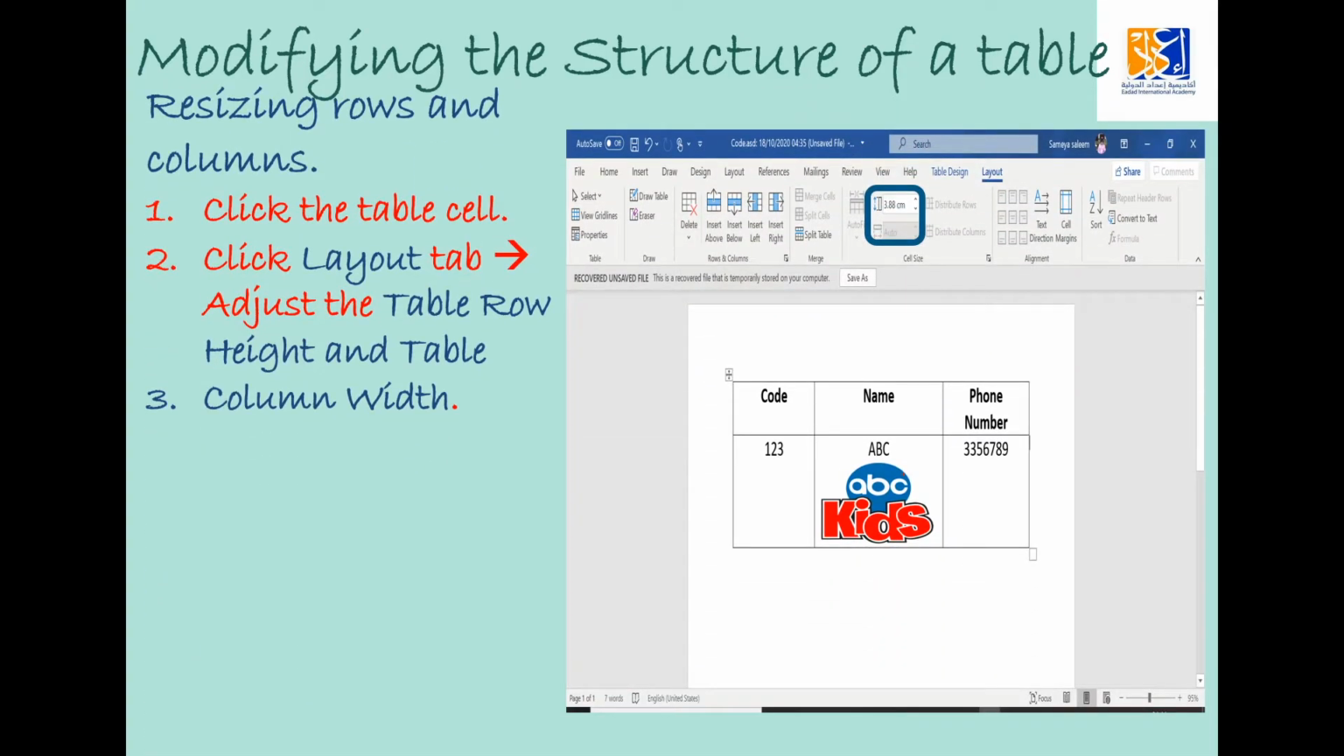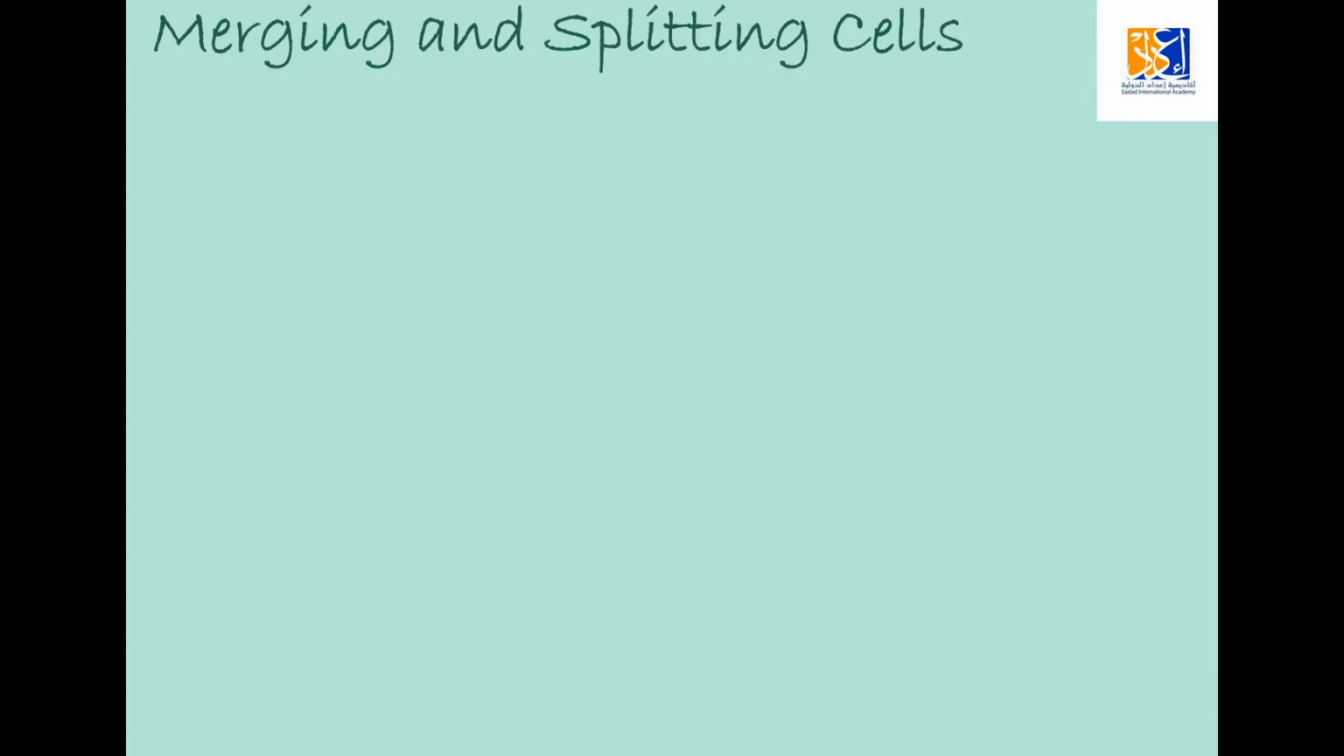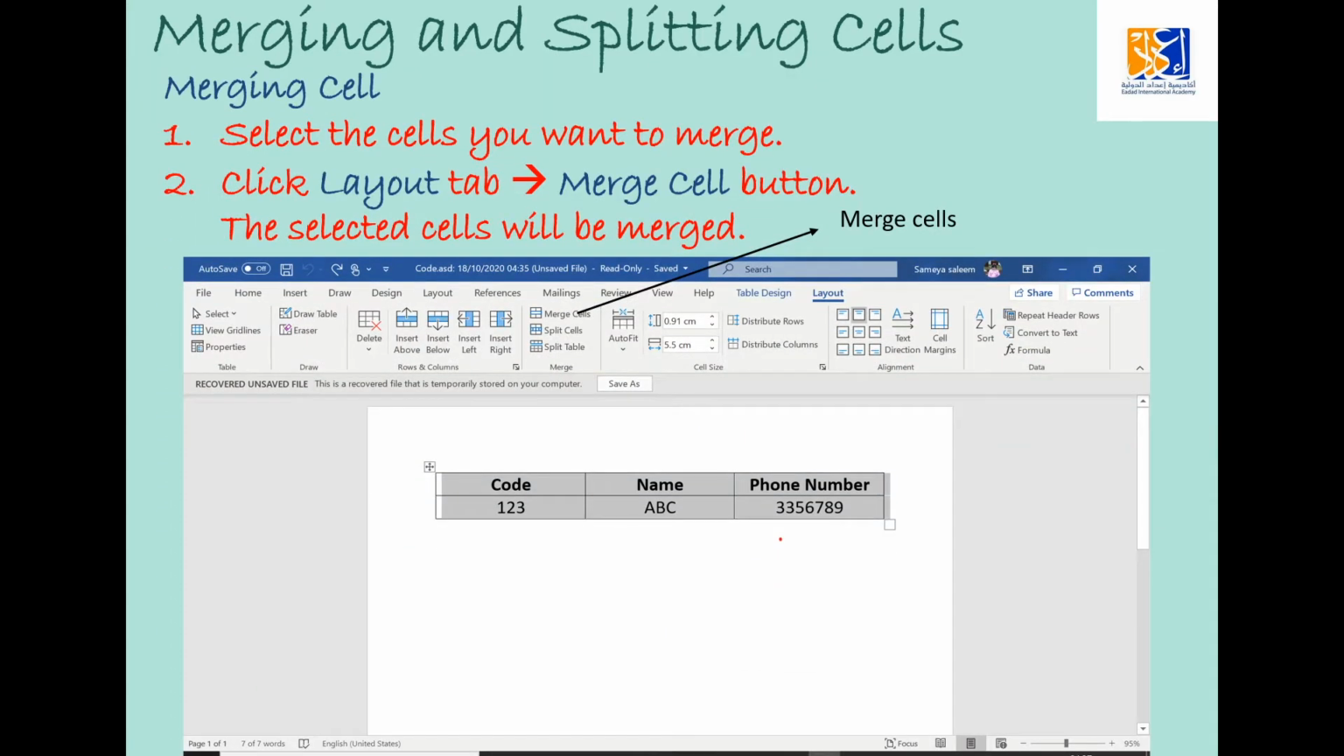Resizing rows and columns, this is what we have just done now. Now merging and splitting cells. Merging means to combine rows and columns, and splitting means to separate, to split. Now how are we going to merge our cells?